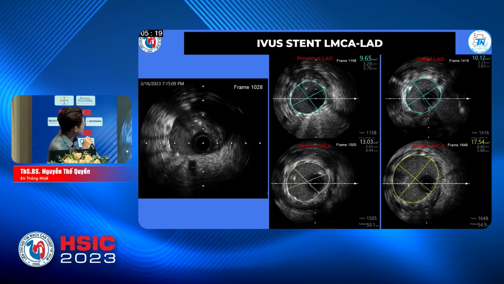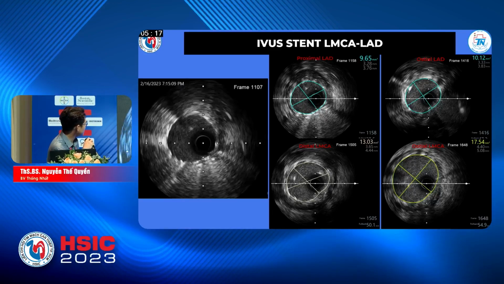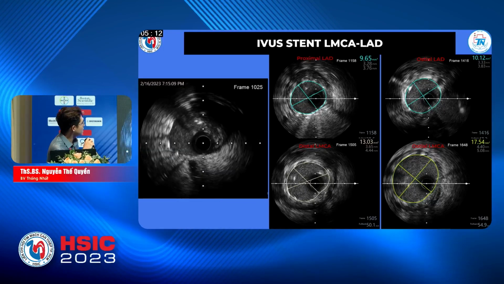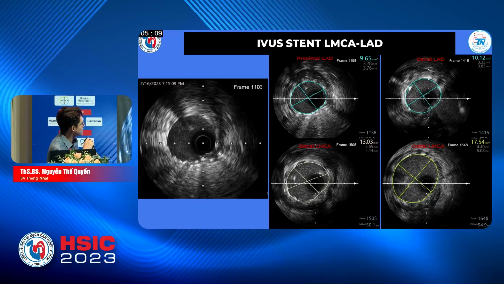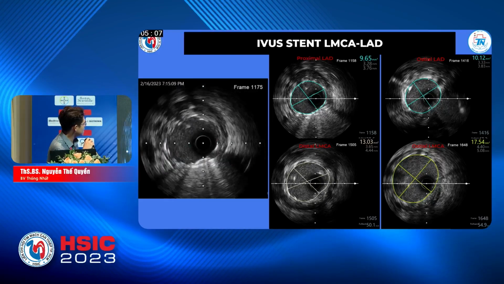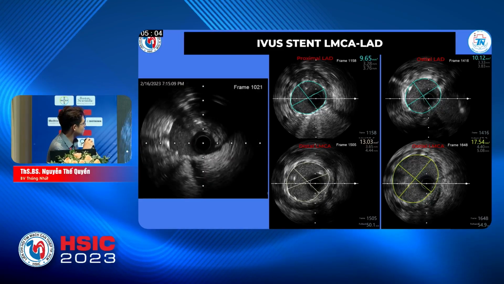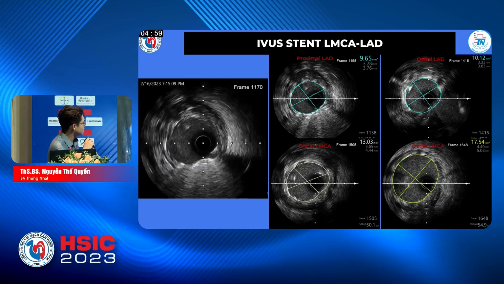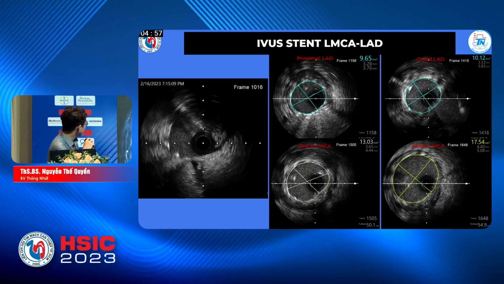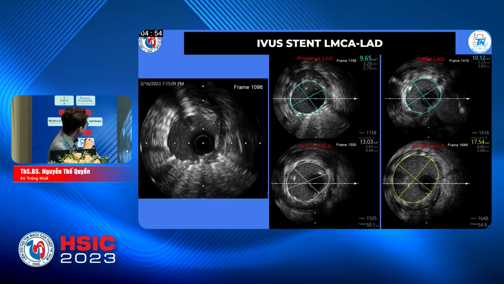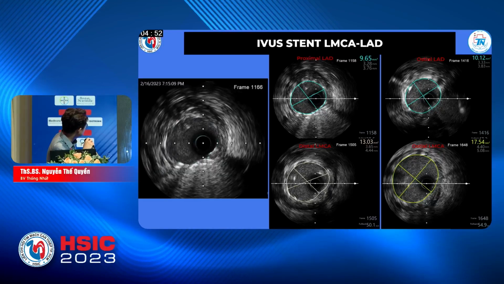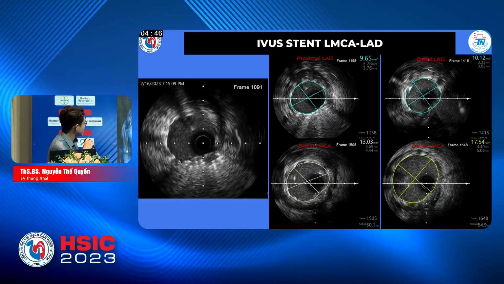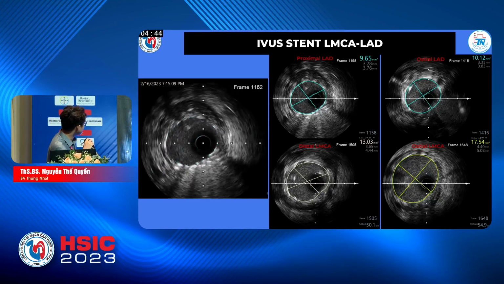The IVUS was done one last time. We can see here that the stent expansion is acceptable. At the ostium LAD, the MSA was around 10.1. At the distal left main, the MSA was around 13, and at the ostium of the left main, the MSA was around 17.5 millimeters squared. And we also see the coin, the streak of light that's protruding a little bit into the lumen of the LAD. It is the coin.